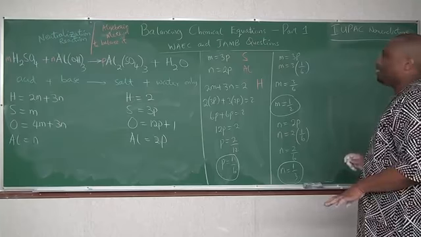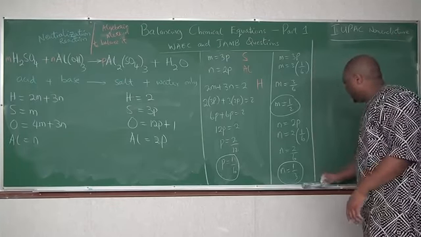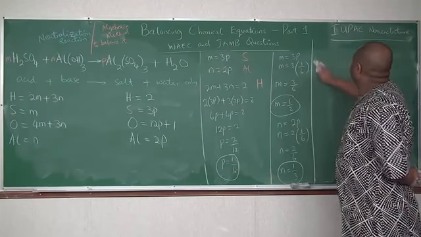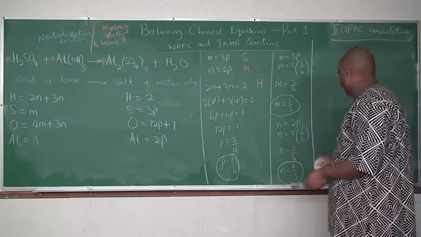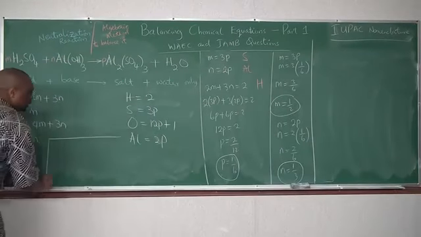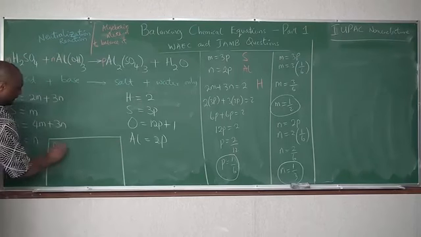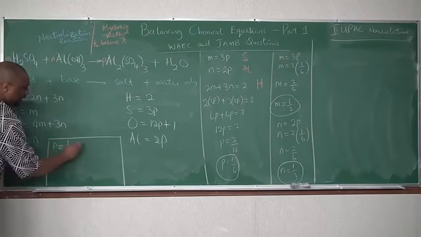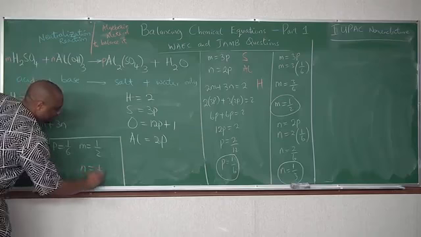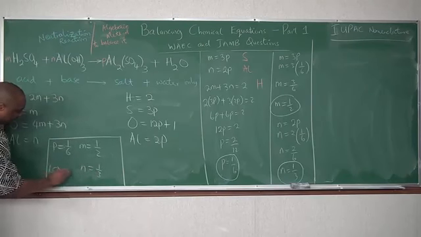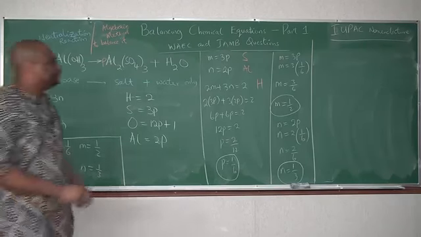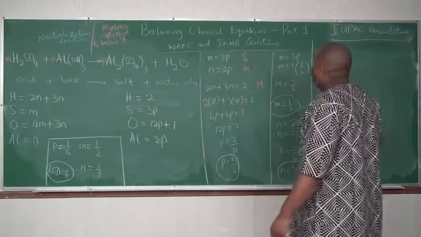Now let us write this again, because I really want you to see how I'm going to break this up. M is 1 over 2, N is 1 over 3, and P is 1 over 6. The LCD is 6. Just take note of that, we shall use the LCD. Now let's come back and rewrite this.